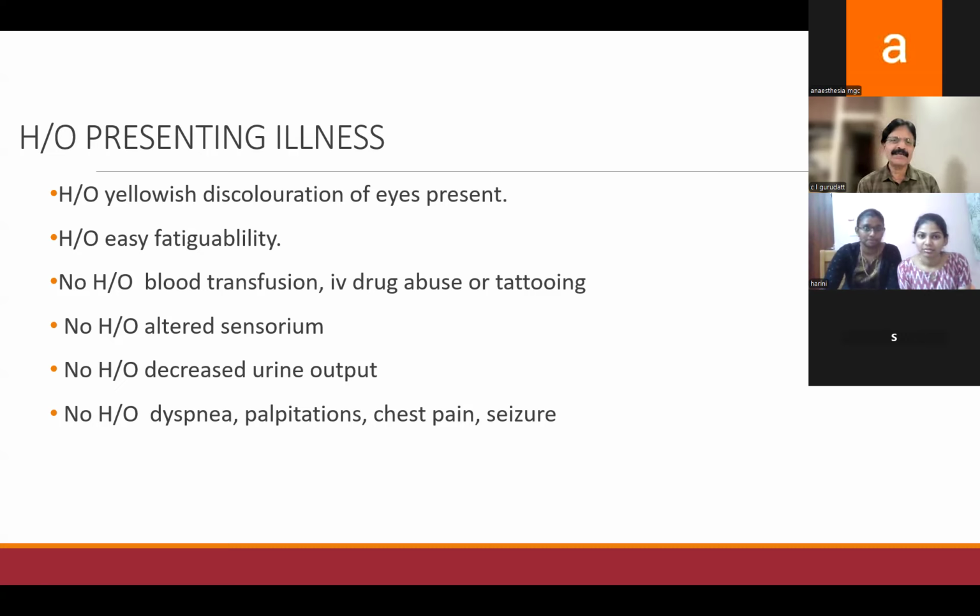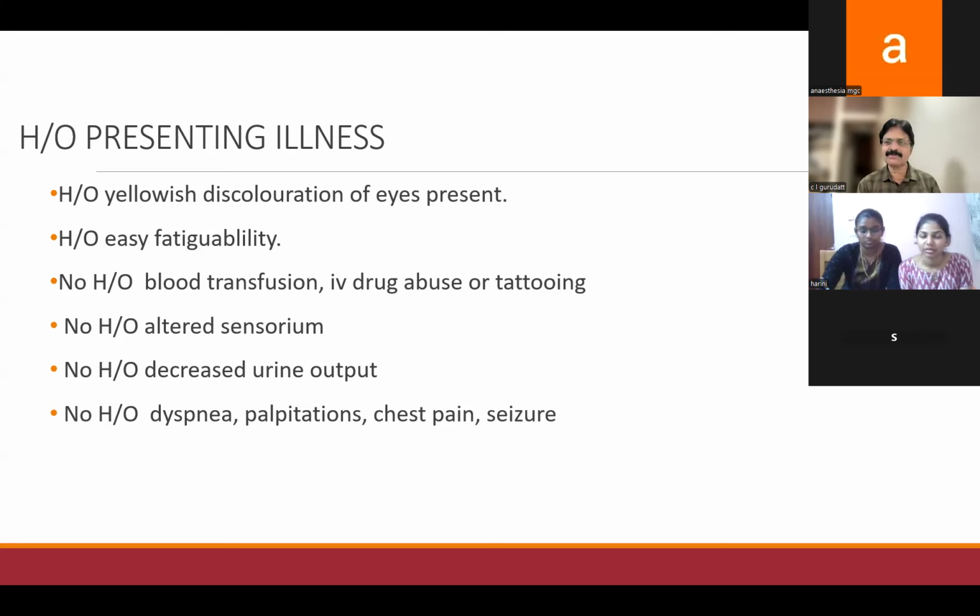Nowhere in your history have you taken the history of pruritus, isn't it? So that is very important. Another very important history you should take to rule out obstructive jaundice or post-hepatic jaundice is what? Abdomen pain will be the same. No, it is the color of the stools. Exactly. Pale color.